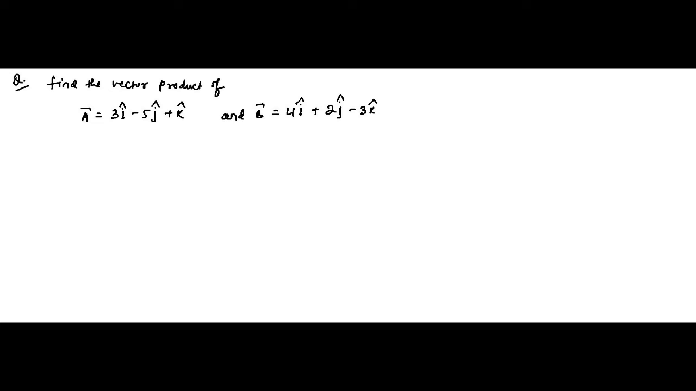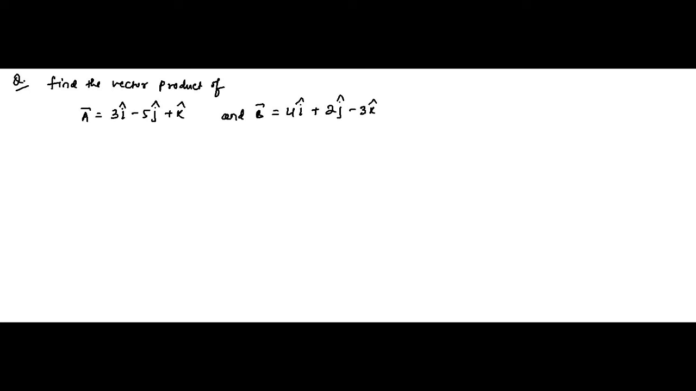So this is the second question. Again, find the vector product of the given two vectors. A vector 3i cap minus 5j cap plus k cap, and B vector is 4i cap plus 2j cap minus 3k cap.